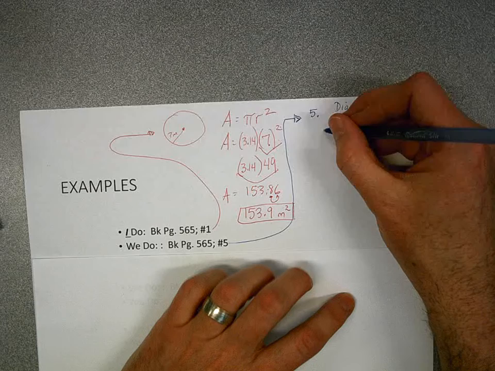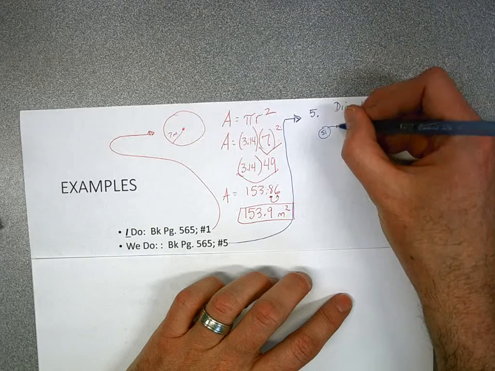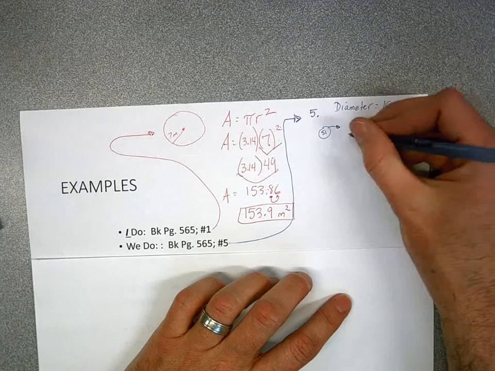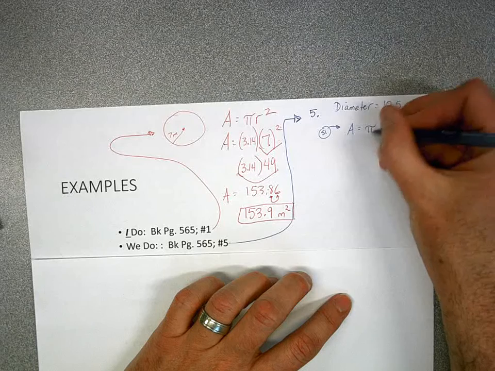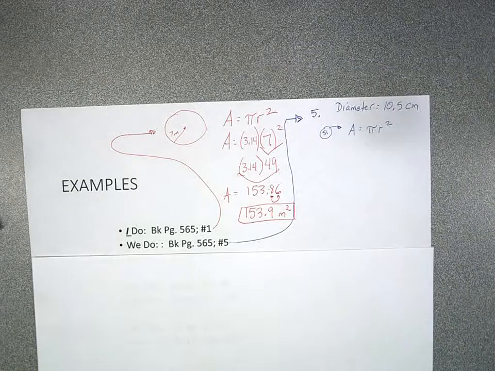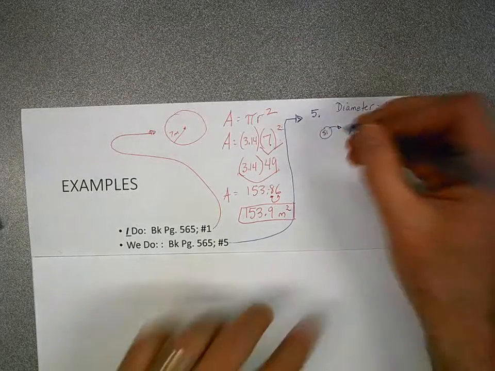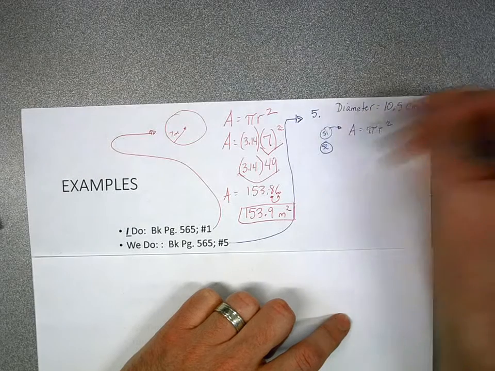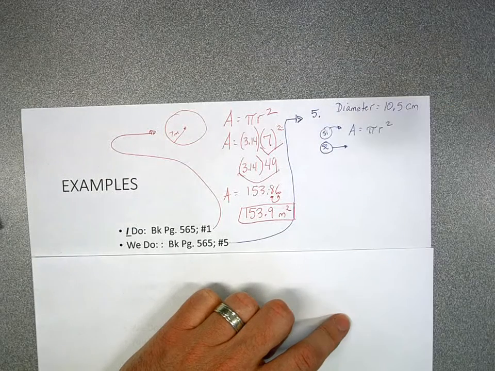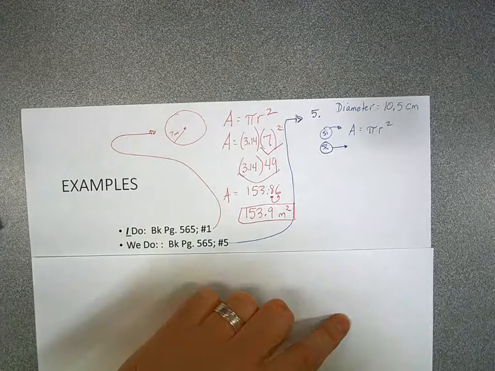So here we go. Step 1 is, let's go ahead and write down our formula to guide us. The area of a circle is pi r squared. So I'm going to go ahead and write it down. Step 2, very much like yesterday, plug in the numbers.